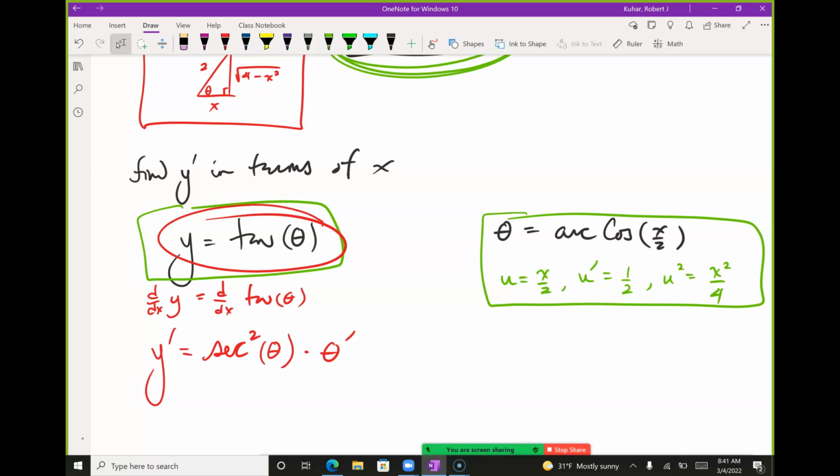All right. So what do I need now? Where am I going to get secant squared theta from? The triangle, right? Where am I going to get theta prime from? Well, this other piece I have working over here on the right. So what's theta prime for me? Who's got it? It's very easy. Minus 1/2, good. Divided by?